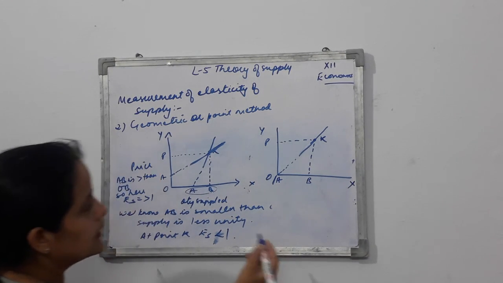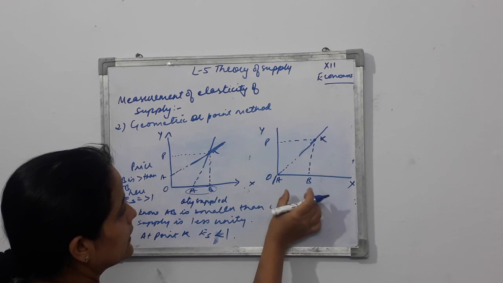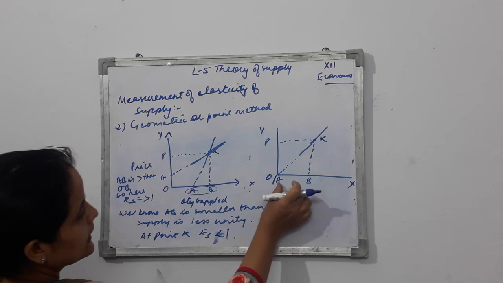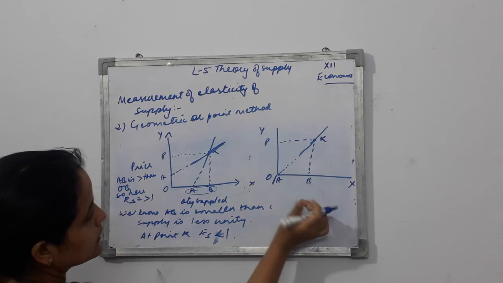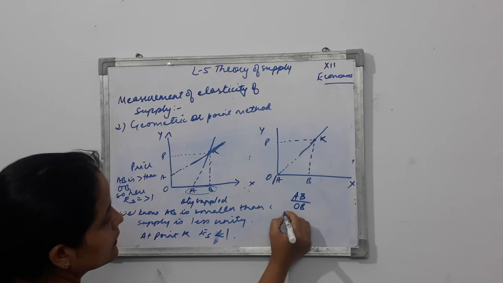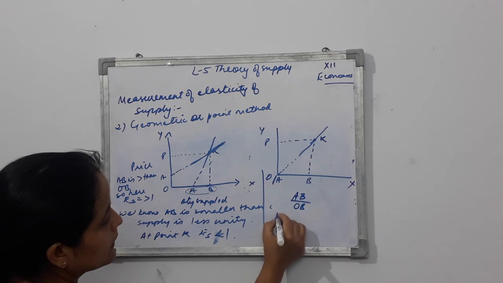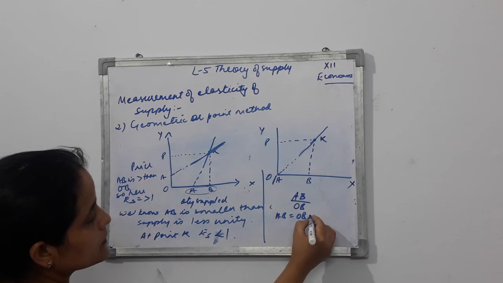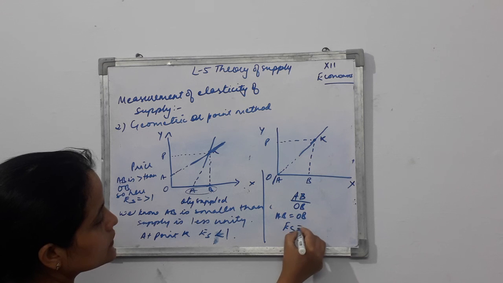Now here we can see that AB is going to be equal to what? This AB is going to be equal to OB. So here AB equals OB, because both are starting from the origin. So here elasticity of supply is equal to 1.